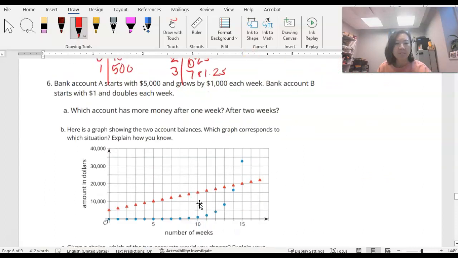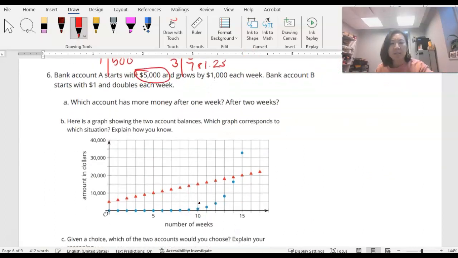All right, number 6, Bank A starts with 5,000 and grows 1,000 each week. Bank account B starts with 1 and doubles each week. So after 1 week, it says which one has more. And then obviously still after 1 week, we have the one with 5,000. So this is Bank A. And then after 2 weeks, Bank A still has more. And we can see that in this graph here.